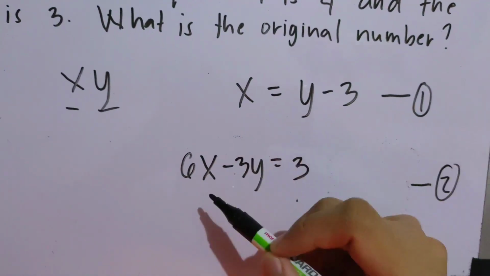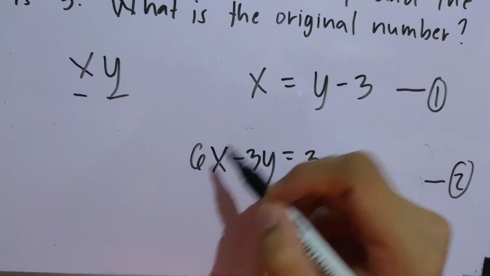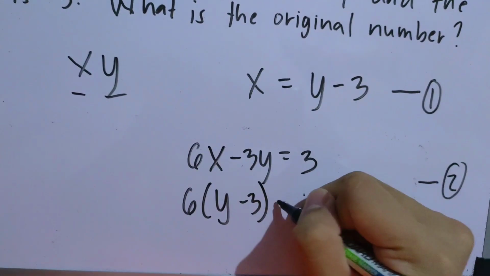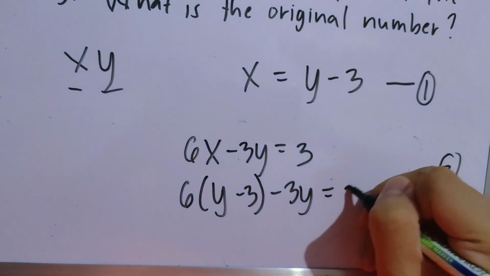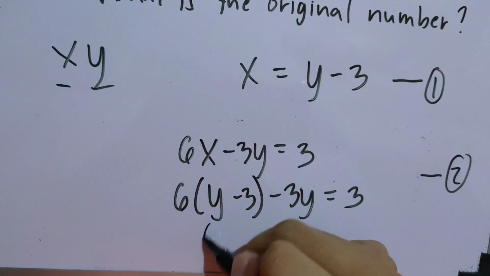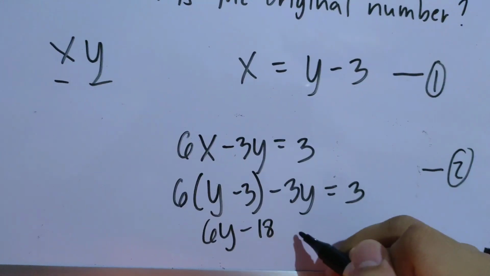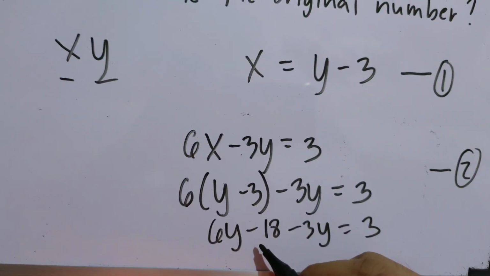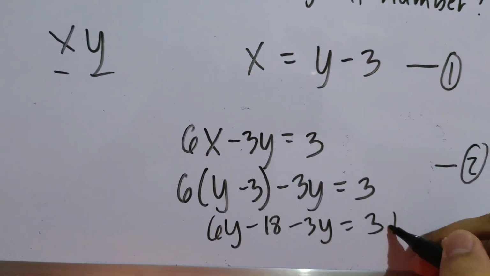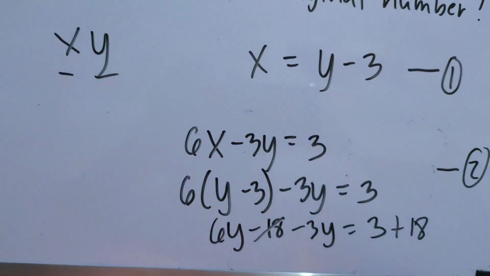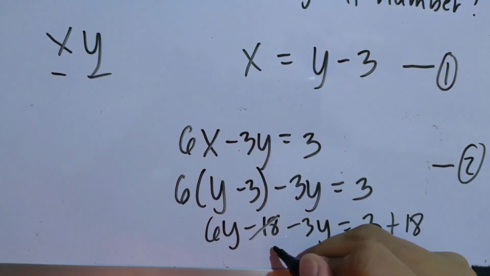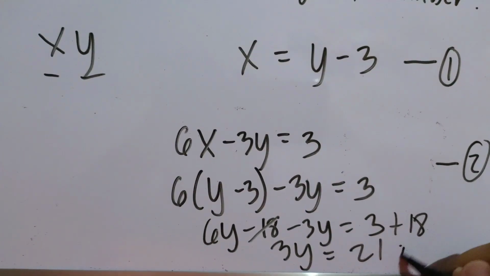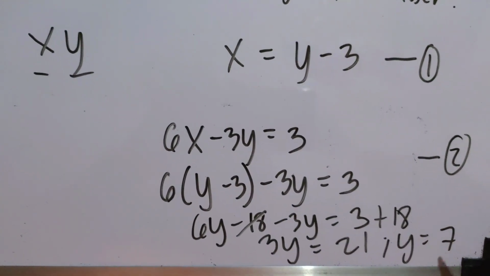I-substitute natin yung value ng x dito. So, palitan natin yung x dito ng y minus 3. So, 6 times y minus 3 minus 3y is equal to 3. Ito magiging 6y minus 18 minus 3y is equal to 3. So, yung 18, ilipat natin sa kabila, magiging plus 18 to. Maka-cancel yung minus 18. Tapos, ito magiging 3y na lang. So, 3y is equal to 21. So, ang value ng y natin is equal to 7.